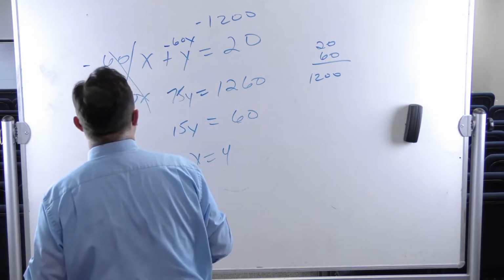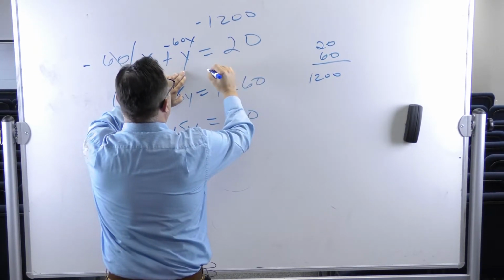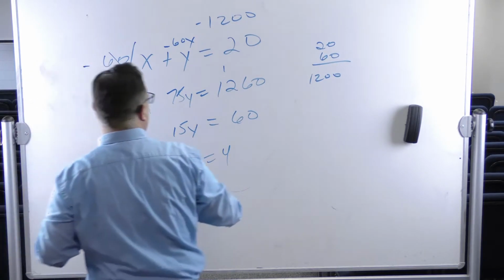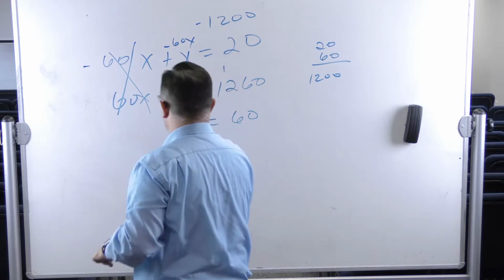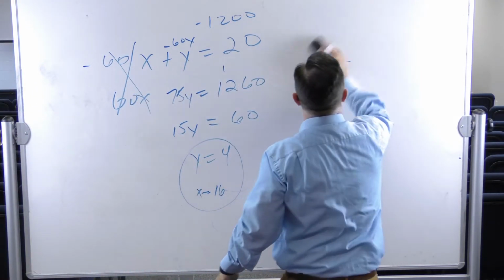If y equals 4, let's just put it back in this original problem. X equals 16, right? Is that right? Let me make sure I'm right. Yeah. So x equals 16, y equals 4. There we go. All righty. Very fun.